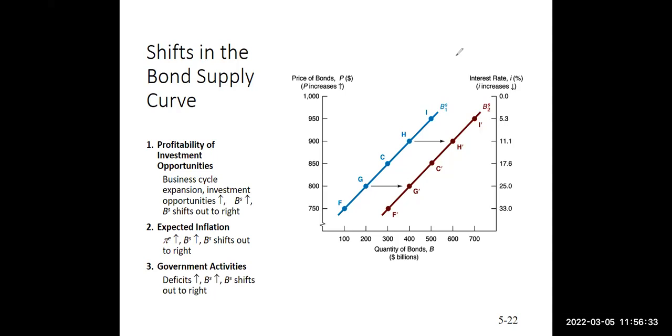Very good. Now look at the point number 3. Government activities. What happens if the government's deficit increases? The fiscal deficit. थोड़ा सा loudly बोलिएगा. बॉन्ड्स की सप्लाई इंक्रीज होगी सर. क्यों होगी दरअसल? Can you link it? Like, can you explain the relationship?